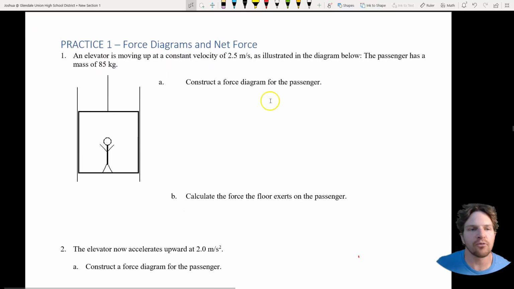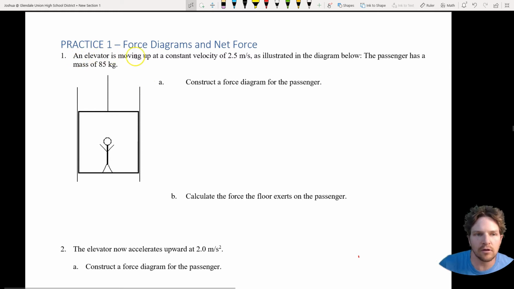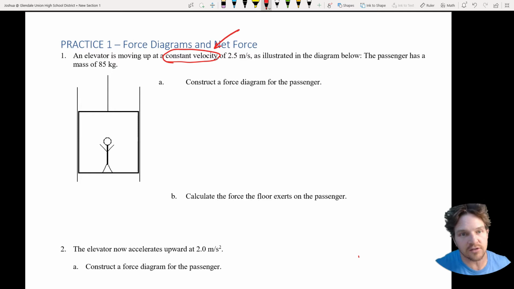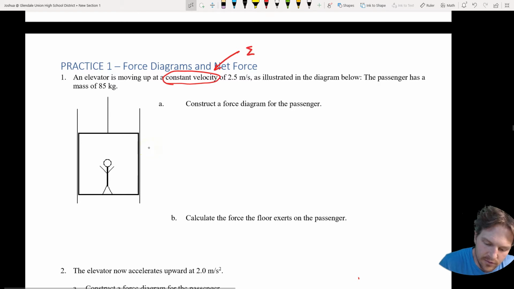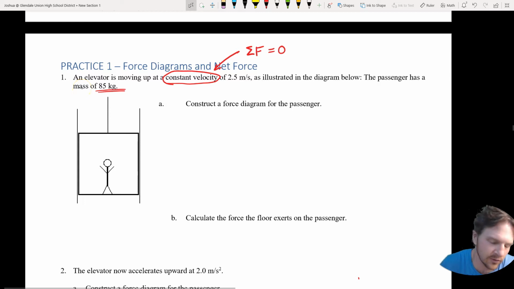But remember, the process for these is always draw a picture if you want, but start with a force diagram and then figure out the rest of it from there. So number 1, we have an elevator that's moving up at a constant velocity. Right away, I know constant velocity, really important to know, because if something is going at constant velocity, Newton's first law tells me that there is no net force. So the net force is equal to 0. All the forces acting on the object, when you add them up, all cancel each other out. The passenger has a mass of 85 kilograms, so that's important to know.